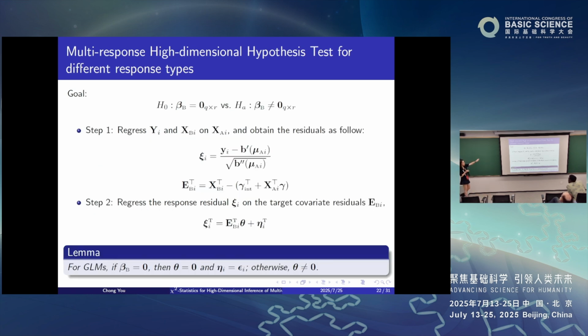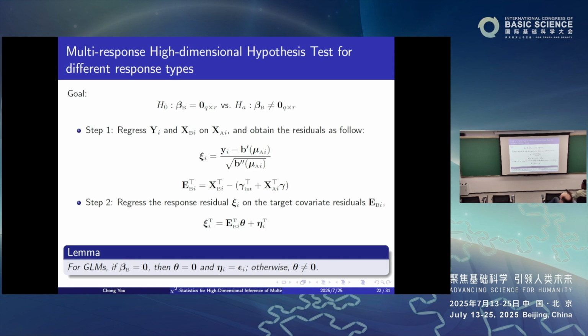So as I mentioned, our goal is still to test whether beta b is 0 or not. And we adopted the same strategy. Basically, we obtained the residuals from y and xa, and another residual from xb and xa, and we regress these two residuals. The only difference between linear model and generalized linear model is we need to divide by its variance, because for the generalized linear regression model, the variance is not consistent anymore. So we need to divide by its variance.